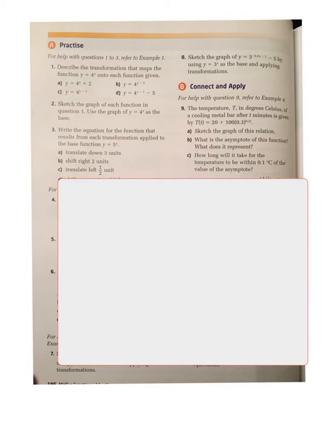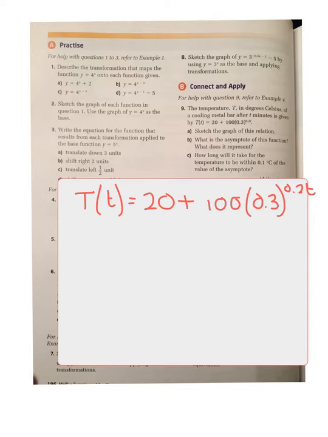Question 9, the temperature T is given by that function. Let's just write it out. T of t equals 20 plus 100 times 0.3 to the 0.2t. A says, sketch the graph of the relation. Okay, so we know that this is going to have an asymptote of 20. Let's put that in straight away. y equals 20. We know that's the minimum value.